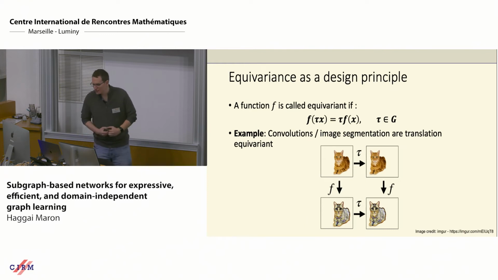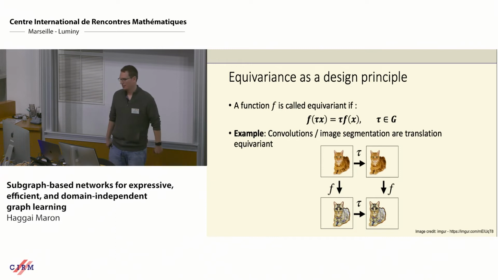So a function is called equivariant, which is a generalization of invariance, if it commutes with the group operation, which means that if I apply first the translation, for example, and then the function, it's exactly the same as applying the function and then the translation.